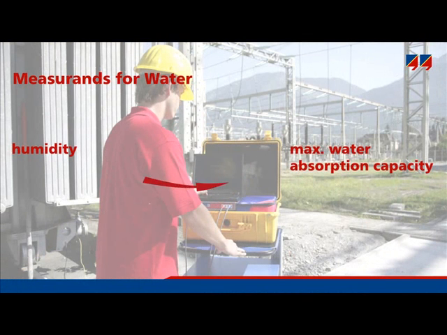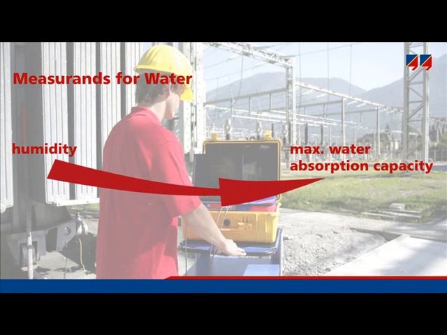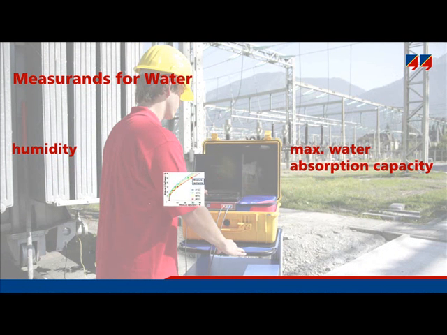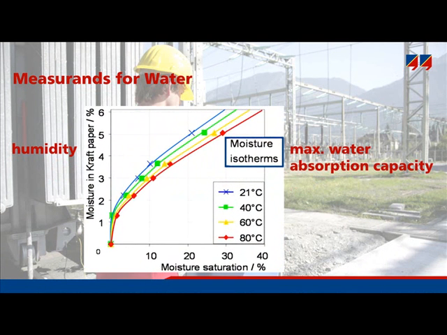To convert one measure to the other, the so-called moisture isotherms can be used. In the graph shown here, on the left-hand side can be seen moisture content, and on the bottom, relative saturation. By observing the temperature, the user can go from one measure to the other. For example, 10% relative saturation at 20 degrees Celsius means 3.5% moisture content. So, one measure can be calculated from the other, and vice versa.